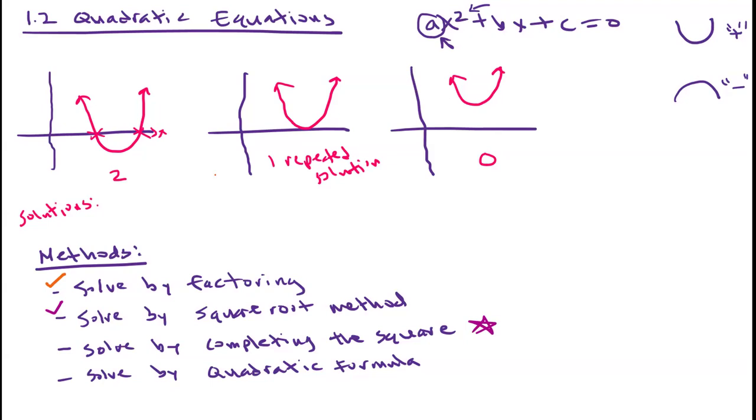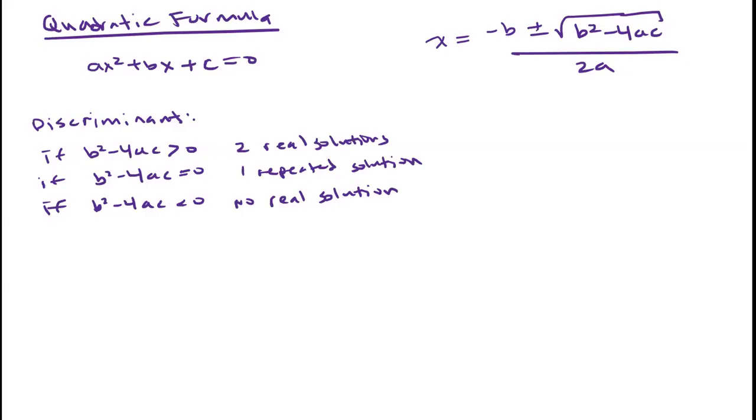All right, so let's go back to the methods we need to learn. We did solve by factoring, solve by square root method, solve by completing the square. So we just completed that. So now we just need to work on the last one here, which is solve by the quadratic formula. Okay, which I believe most of you are familiar with. So the last method we need to know is the quadratic formula.